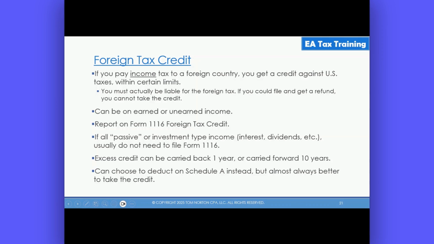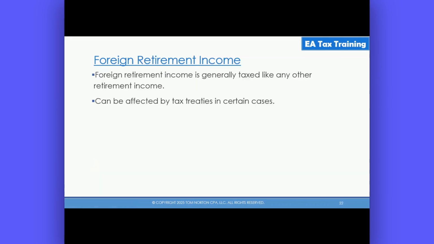You can't get a credit for those property type of taxes, but you can deduct those on Schedule A if you itemize. Foreign retirement income, it's really pretty simple. In general, it's going to be taxed like any other retirement income. The only time it could be different is if there's something in a tax treaty between the United States and the country from which this foreign retirement income was coming that said something different. But in general, foreign retirement income is taxed just like U.S. retirement income.